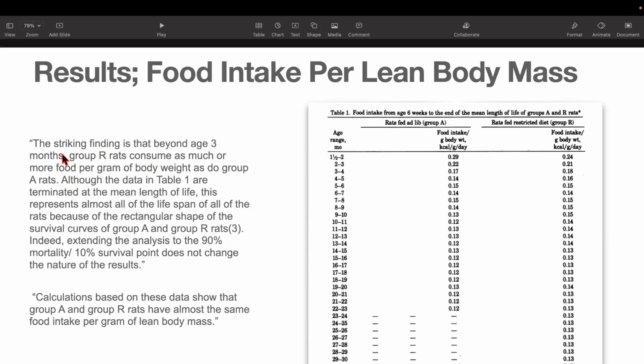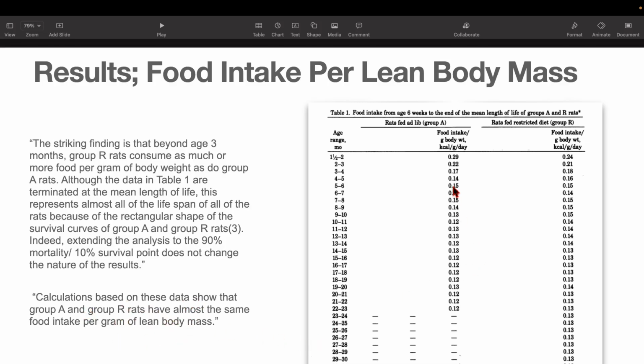So what they say here is, the striking finding is that beyond age 3 months, Group R rats, so the restricted rats, consume as much or more food per gram of body weight as do Group A rats. Although the data in Table 1 are terminated at the mean length of life, this represents almost all of the lifespan of all of the rats because of the rectangular shape of the survival curves of Group A and Group R rats. Indeed, extending the analysis to 90% mortality, the 10% survival point, does not change the nature of the results. Calculations based on these data show that the Group A and Group R rats have almost the same food intake per gram of lean body mass.